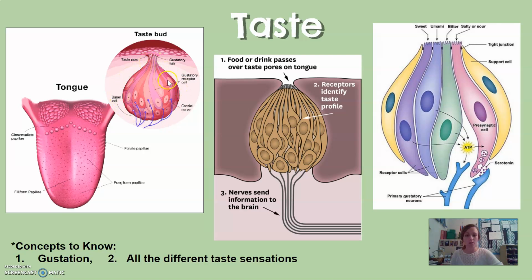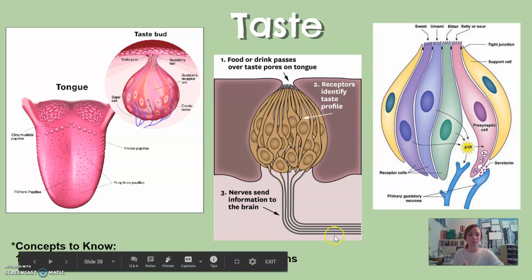This taste bud you can see in a better view on this center picture. This picture is a good picture because it talks you through that process, how whatever you're taking in, whether it's food or drink, will come across this pore. It will be taken in. It will be processed by these receptors. And you can see on this right-hand side, there are different taste receptors: sweet, umami, which is a savory taste, a taste that you would find in meat, bitter, salty, and sour. That is receiving and detecting and taking in those tastes, and then it's being sent on to the brain.